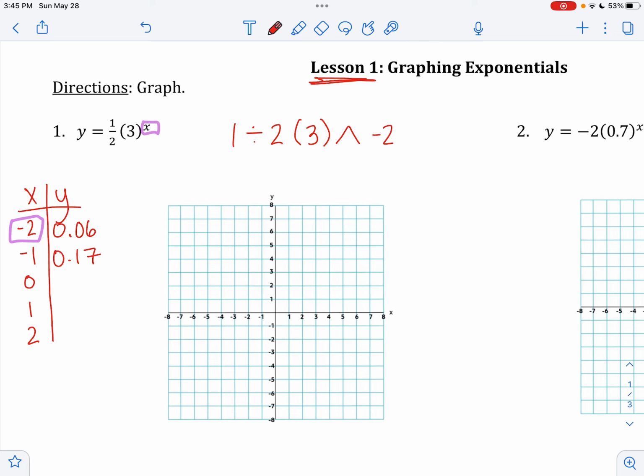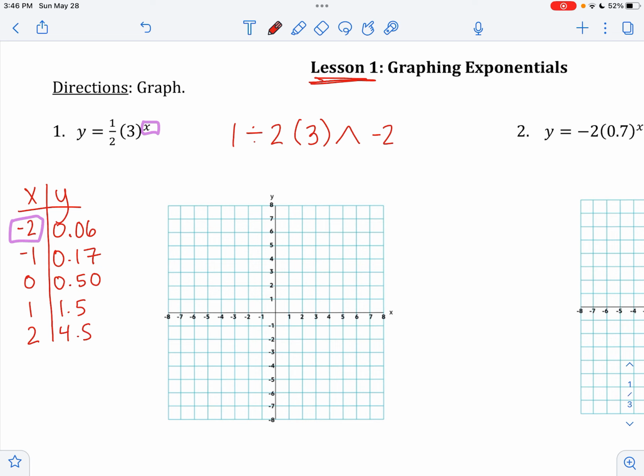Now if I plug in 0, I think I can do these in my head. It should be 1.5. No. If I plug in 0, it should be 0.5. Maybe I shouldn't do this in my head. And then if I plug in 1, that's going to be 1.5. Please check me on this. If I'm wrong, I'm so sorry. Parenthesis, I'm checking, 3. Yes, 1.5. And then 2 is going to be, so 3 squared is 9 divided by 2. So it should be 4.5.